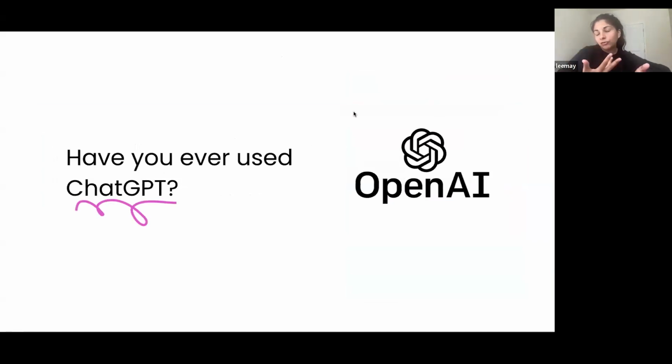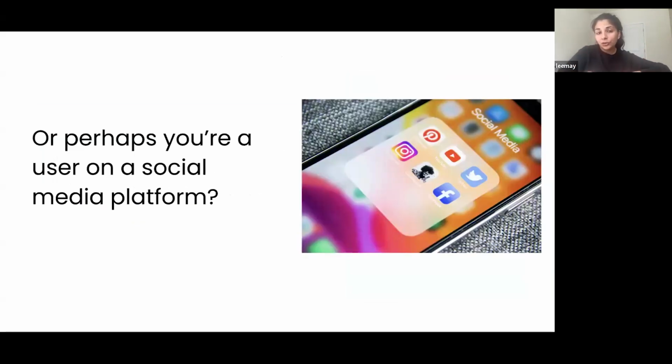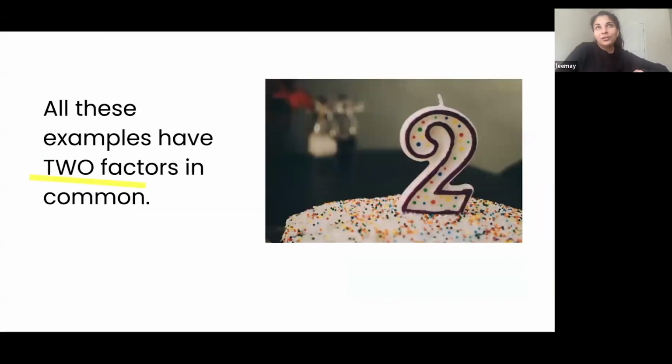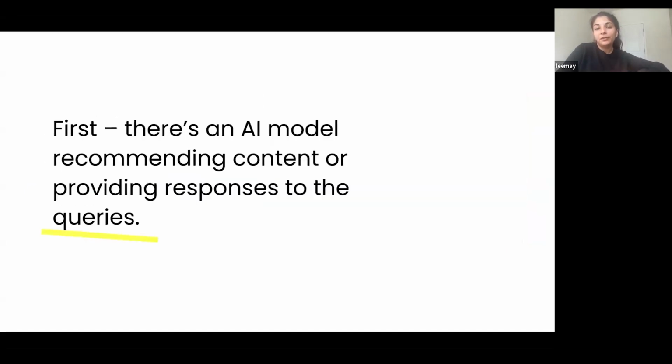Okay, let's start with a bit of framing, perhaps. Have you ever used ChatGPT? Or perhaps you're a user on a social media platform. Or maybe you've streamed music from Spotify, browsing the personalized recommendations presented on the homepage. Regardless of any of those examples, I'm sure you've been exposed to an AI model. All of these examples have two factors in common. First, there's an AI model recommending content or providing responses to the queries.